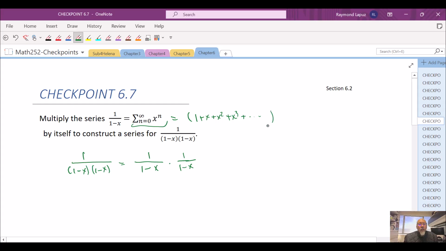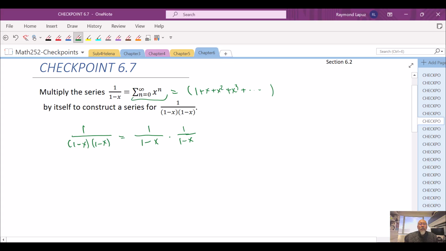So if we imagine multiplying this out, let's write down the first few terms like we did for that original series. We have 1 plus x plus x squared plus x to the third, and maybe we'll stop here. I'll just put ... to say this is going to go on forever. And then we're going to multiply it by itself, the same series. So that's 1 plus x plus x squared plus x cubed plus ... And we're going to FOIL it.